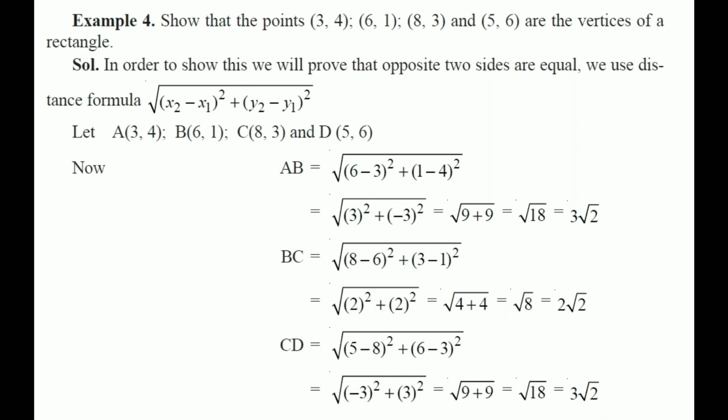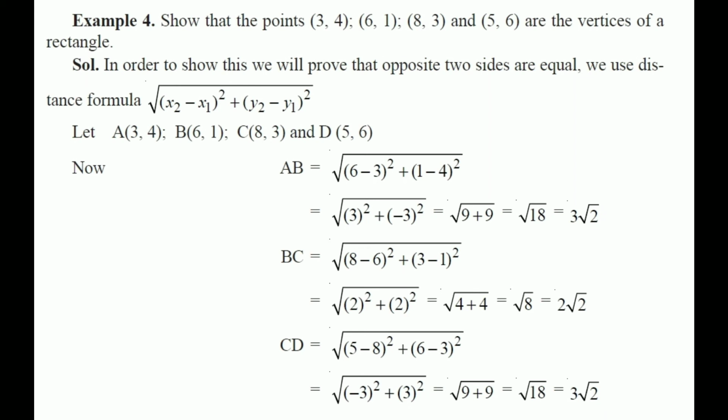Distance AB is equal to √((6 − 3)² + (1 − 4)²), which is equal to √(3² + (−3)²) is equal to √(9 + 9), means √18, and it is equal to, after factorization, 3√2. Similarly, distance BC is equal to √((8 − 6)² + (3 − 1)²), which is √(2² + 2²), means √(4 + 4). It becomes √8, means after factorization 2√2.